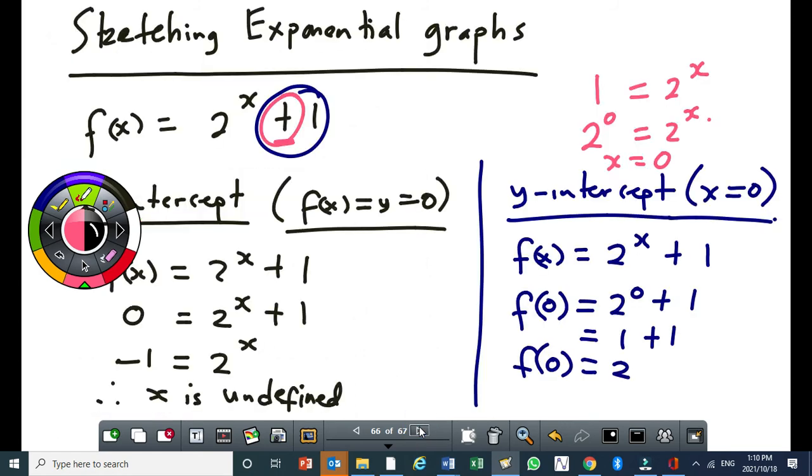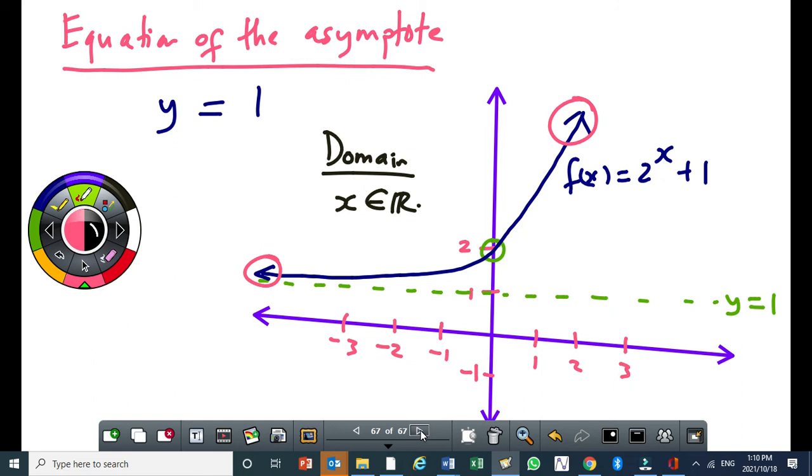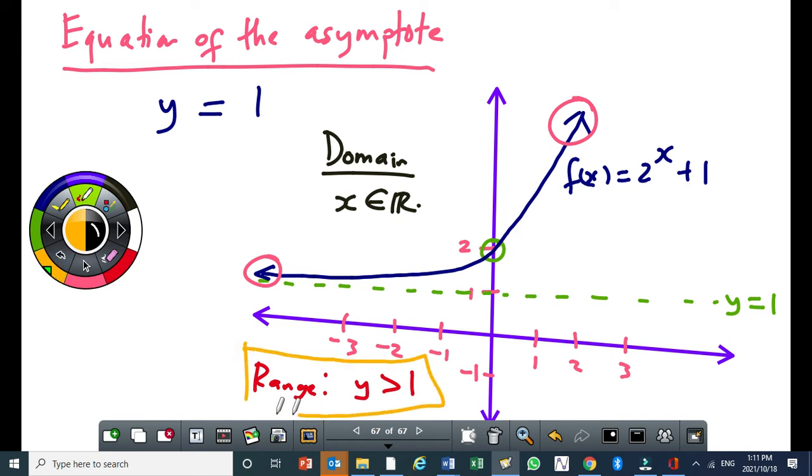Okay. Let me do another example. I've given the domain, the range. Okay. Range. In this case here, I can write it as y is greater than 1. That's my range. So this is the range. Okay, so y can never be 1, or y can never be less than 1. If you write like this, y is greater than 1, that's it. You don't have to write anything else. Okay? You follow?